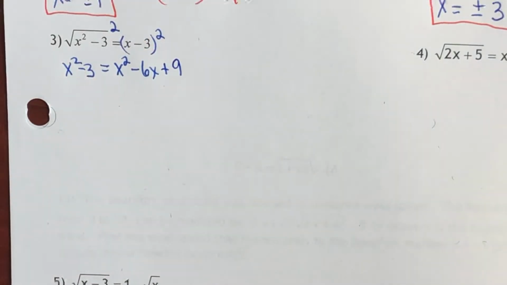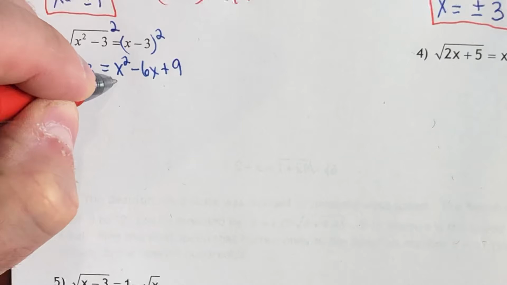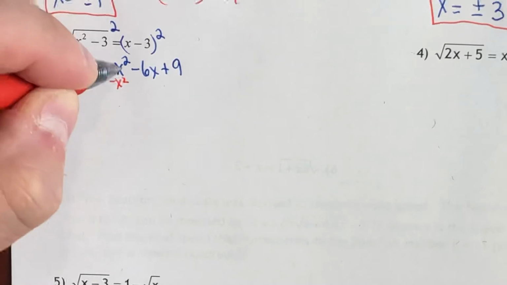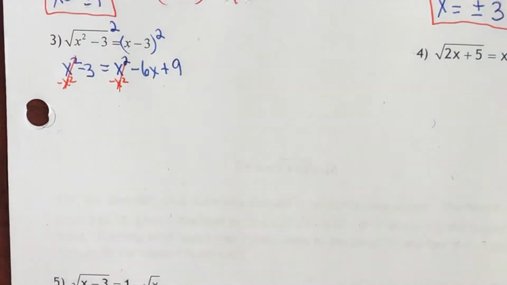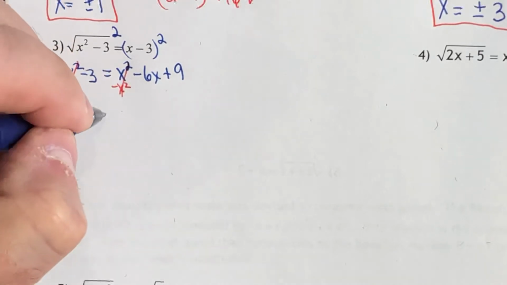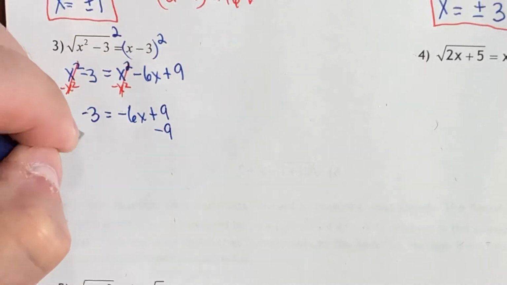Okay? So if you'll notice something, we've got x squared minus 3 equals x squared minus 6x plus 9. Since there's x squareds on both sides, if I were to move this x squared over to the other side, I'd subtract it, and they undo each other. So whenever you have a positive x squared and a positive x squared on opposite sides of the equal sign, they cancel each other out. So then I really have a negative 3 equals a negative 6x plus 9. Move the 9 by subtraction over to this side.